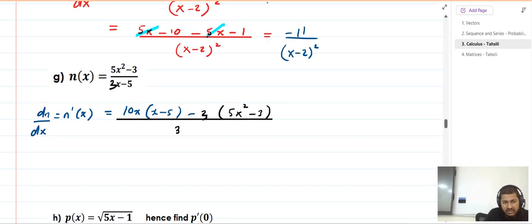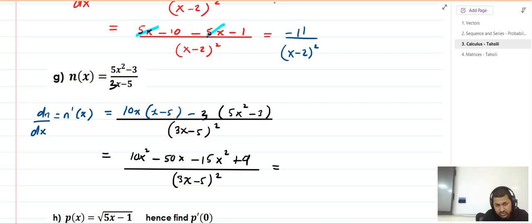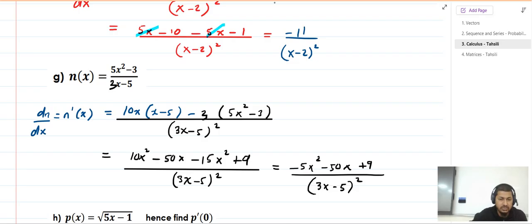If I square the denominator, I will get 3x minus 5 all squared. Let's simplify. 10x times x is 10x squared minus 50x minus 15x squared plus 9 all over 3x minus 5 squared. Now if I simplify this in polynomial order, 10x squared minus 15x squared is minus 5x squared minus 50x plus 9 all over 3x minus 5 all squared, and that's my answer. I hope you guys understood that.